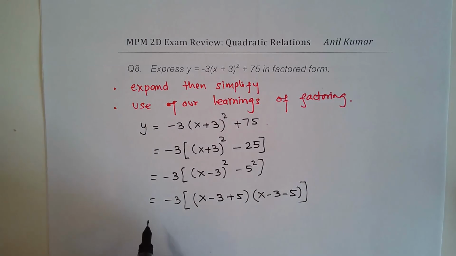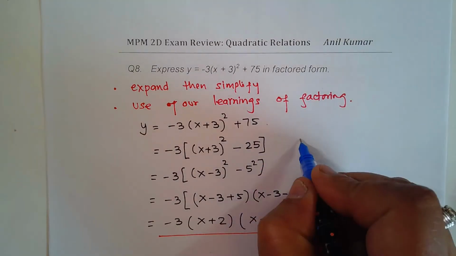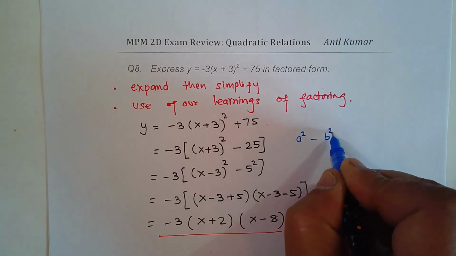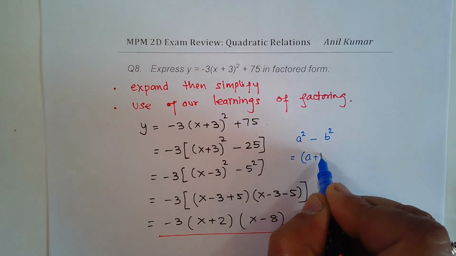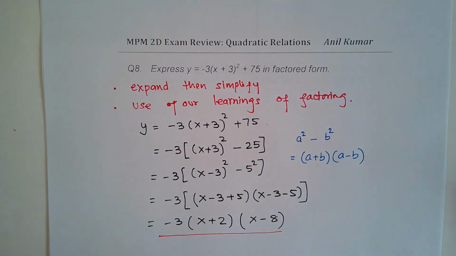So let's open the bracket and simplify these terms. We get minus 3 plus 5 is plus 2, so we get x plus 2 here. And minus 3 minus 5 is minus 8. Do you see that? So that is the factored form of our equation. What we utilized here is the knowledge that a square minus b square is indeed equal to a plus b times a minus b. So that is a very, very effective way of doing it.